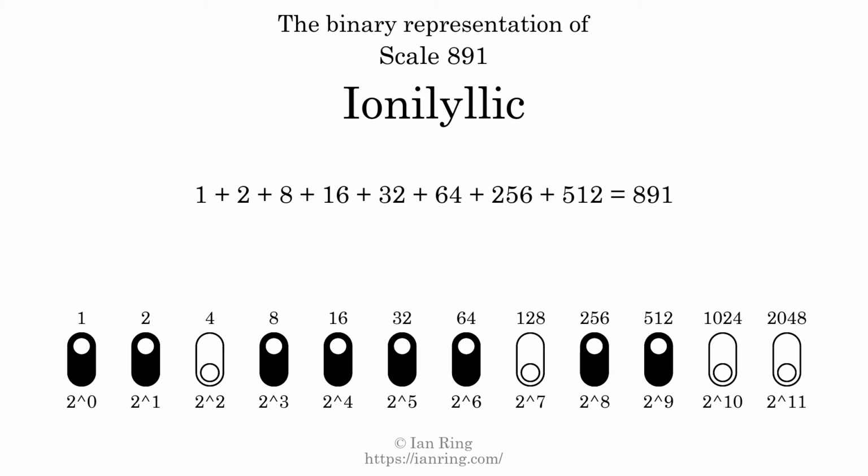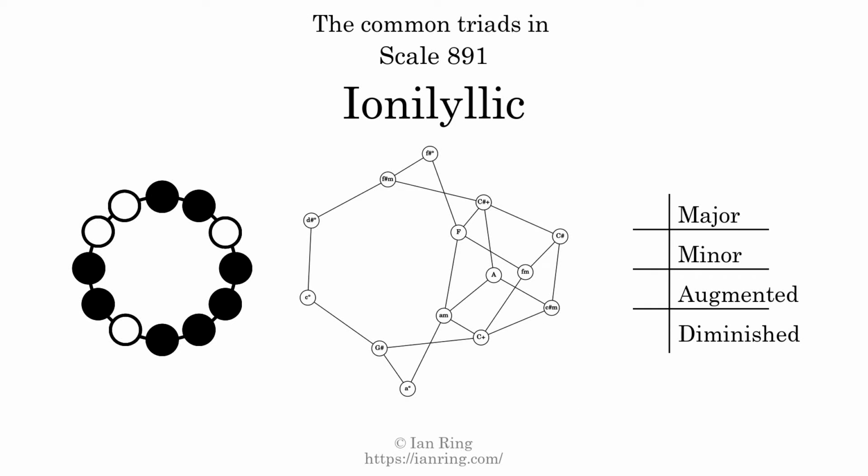The scale number not only enumerates the scale with a unique index, but it also literally describes the tonal content of the scale. Represented as a binary number in base 2, the scale number is 001101111011. Here are the common triads present in this scale. The diagram in the center is a graph of parsimonious voice leading between triads.